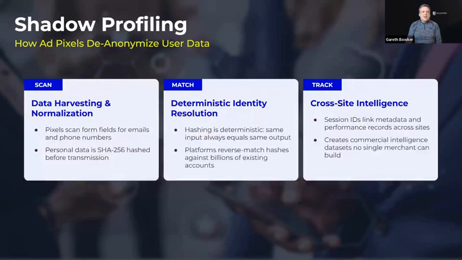Yeah, as David said, hashing here really isn't anonymization. Another way to look at this is it's more like identity resolution, but with an extra step. These platforms have billions of user accounts. When a hashed email comes in from a merchant's website, matching it back to a real person is fairly straightforward. Once you've done that, you can start building a behavioral profile across every site that runs the pixel: what someone browsed, what they put in their cart, what they bought, and it's all tied back to a real identity.